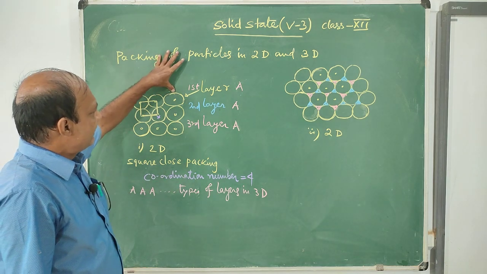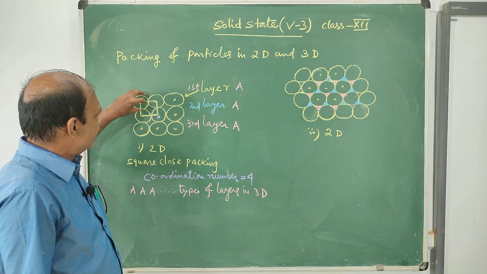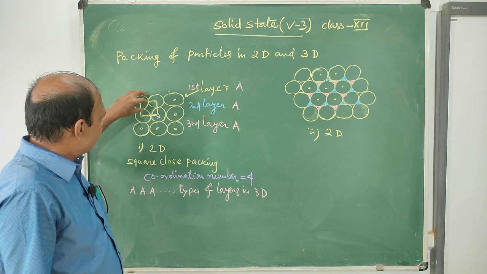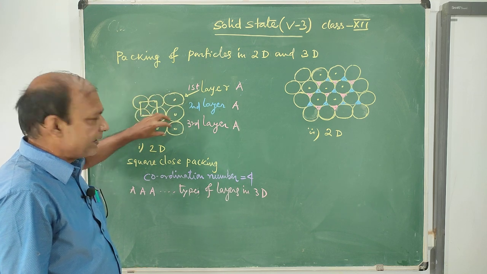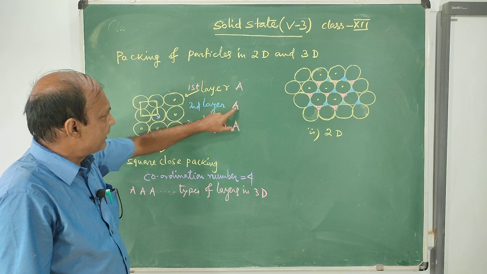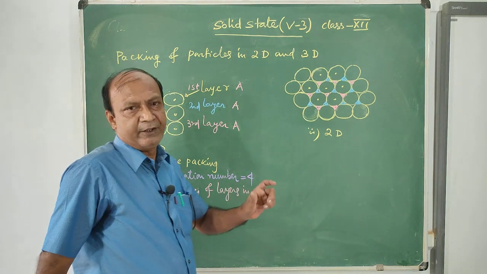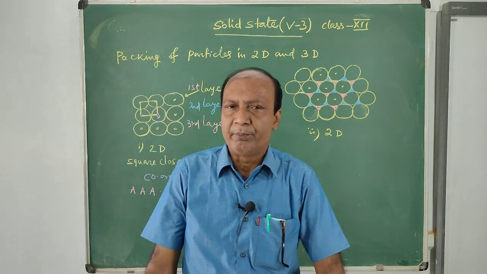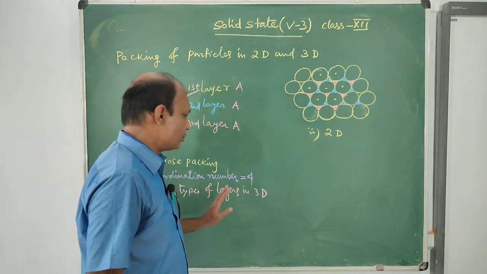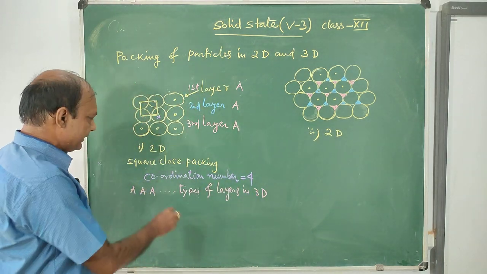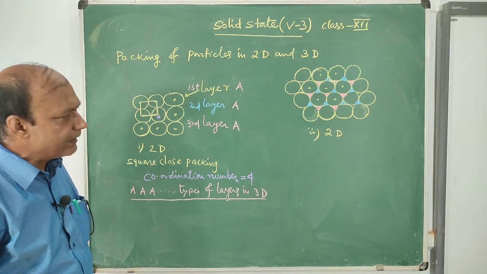This is first layer. When you are constructing the second layer, you are putting the particles vertically above the particles of the first layer. So the type of the layer is similar. So I am telling layer A. And this A A A pattern of arrangement of layers in 3 dimension is known as square close packing in 3 dimension.